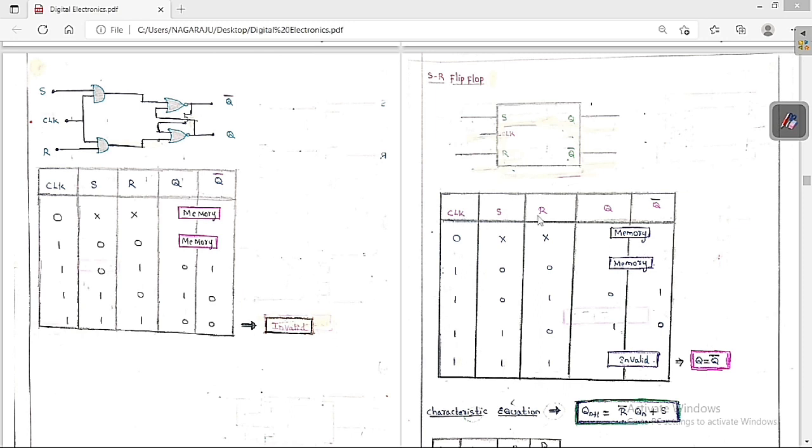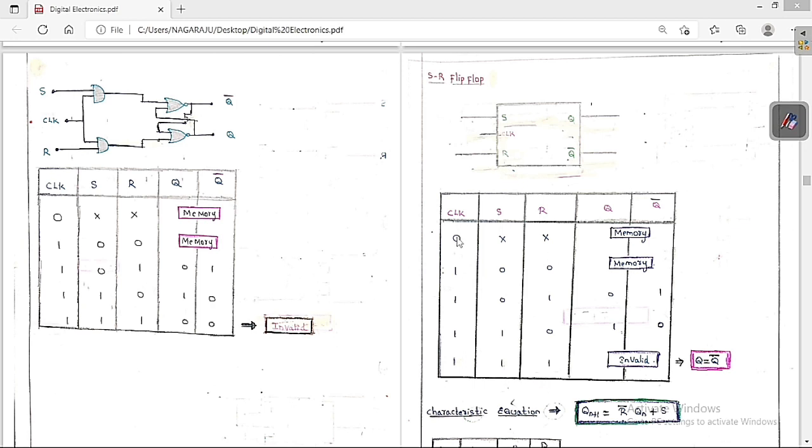So this is clock, S, R, Q, Q bar. For clock 0, no matter what the inputs are, you are always going to get the memory. So for 0 0, memory; for 0 1, 0 1; for 1 0, 1 0; for 1 1, it is an invalid state. Invalid state means Q is equal to Q bar. So this is a very important truth table that you always have to keep in your mind.